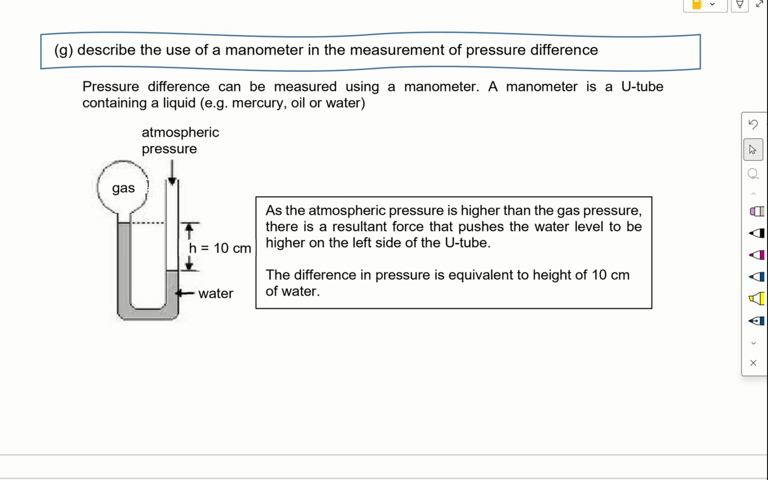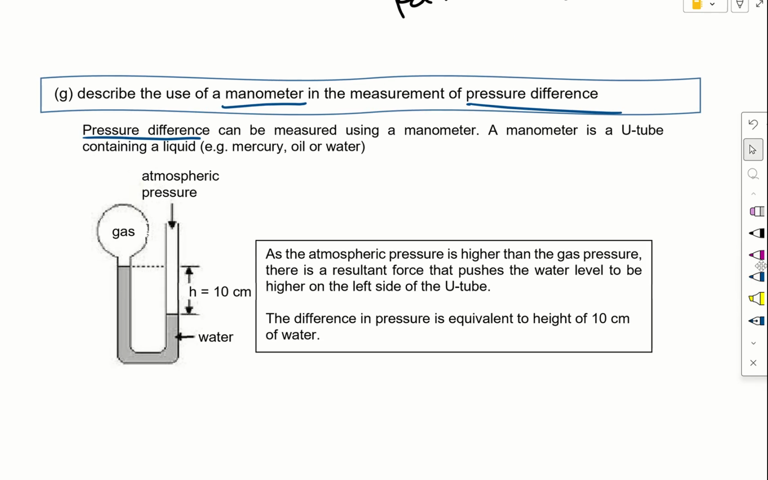Okay, for this video, I'll be going through success criteria G in your pure physics pressure chapter. Success criteria G: describe the use of a manometer. This is a new term in the measurement of pressure difference. This manometer is not measuring the actual pressure, it's measuring in terms of pressure difference. So take note of that.